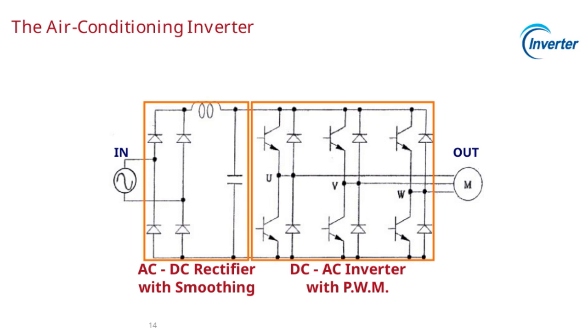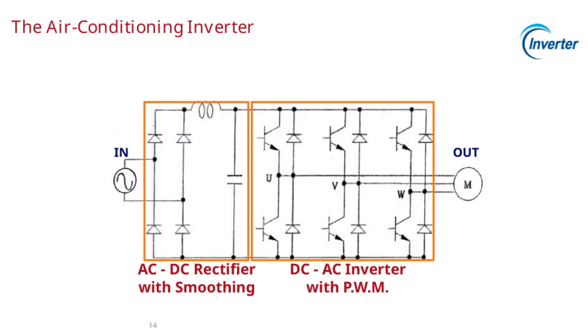On the right, there's the AC to DC rectifier with smoothing. This component converts AC power from the mains into DC power, which can then be used or stored. The smoothing part is crucial because it filters out the ripples and fluctuations, providing a stable DC supply. This stability is vital for the inverter to operate effectively.